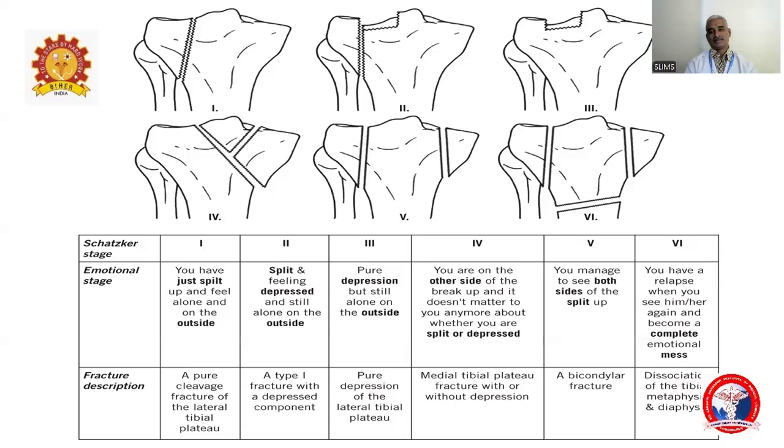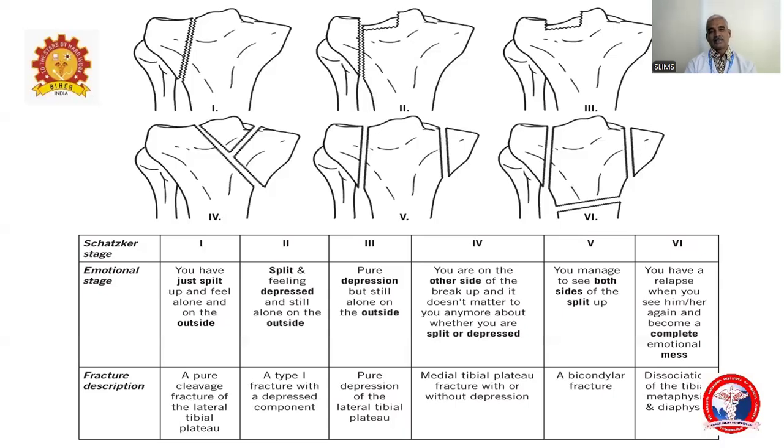Bicondylar fracture. If the fracture line communicates with the shaft, that is diaphyseal extension, metaphyseal extension, that's the worst scenario, the most complicated fracture. We call it bicondylar with metaphyseal-diaphyseal dissociation, a dissociation of the tibial metaphysis from the diaphysis.